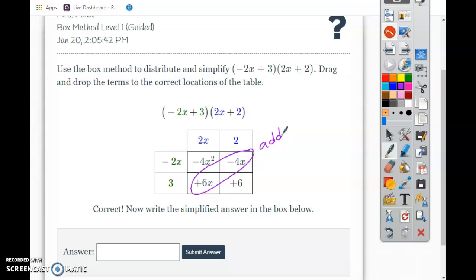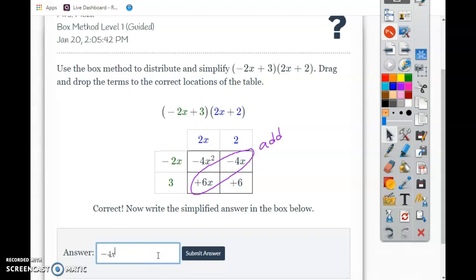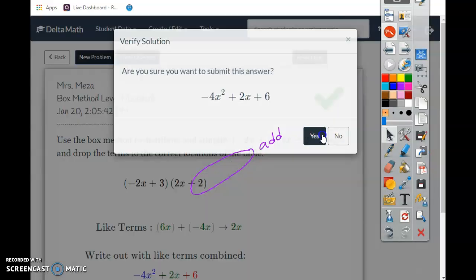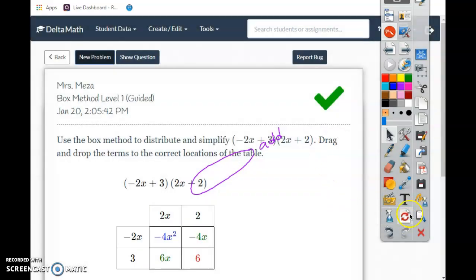So that means my first number is negative 4x squared. When I add these two, 6 plus negative 4 is a positive 2x. Don't forget the x. And then the last number is the plus 6. Submit the answer, and it'll tell you yes or no. If you get it wrong, make sure that you check why.